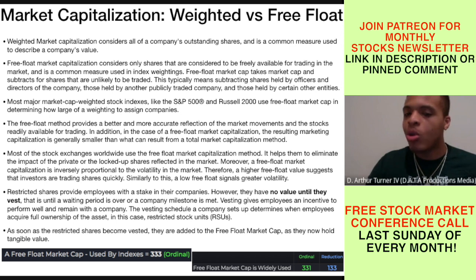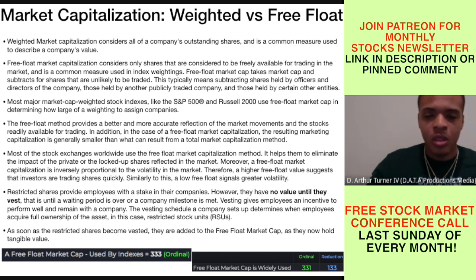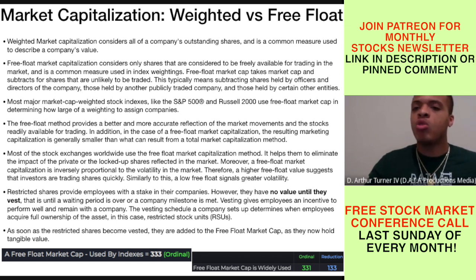Now, if you look at the bottom, we have free float market cap used by indexes, 333 in English ordinal. Very powerful. One more time, free float market cap used by indexes, 333 English ordinal, and we have free float market cap is widely used, 331 ordinal and 133 in English reduction. So we have those 33s when you use the parent number where we could just cast out the 1, and you have 33. So that's very important for terminology reasons, if you need to know the difference.